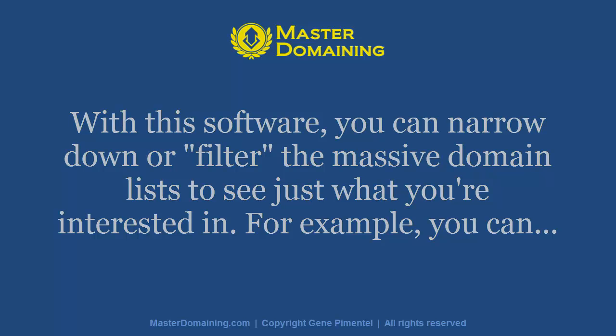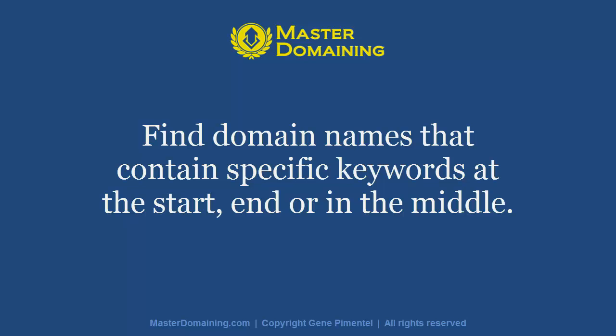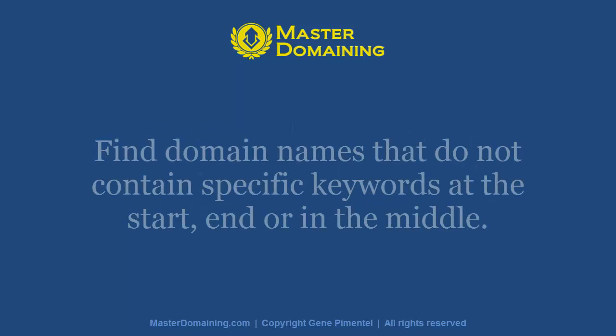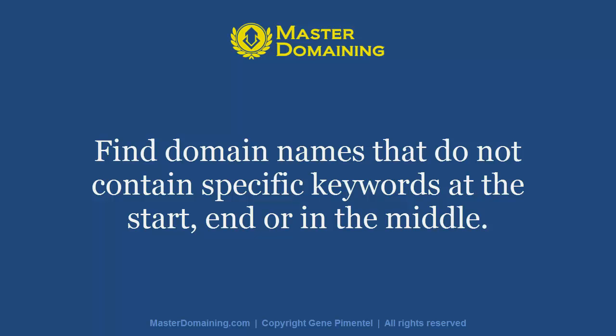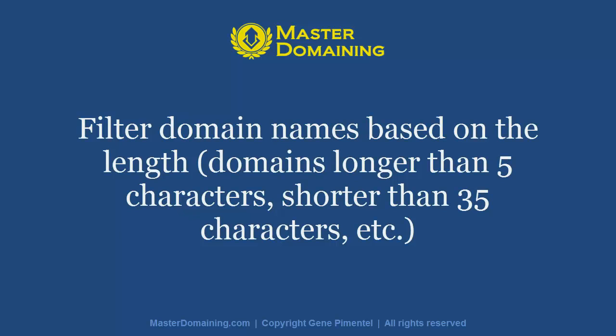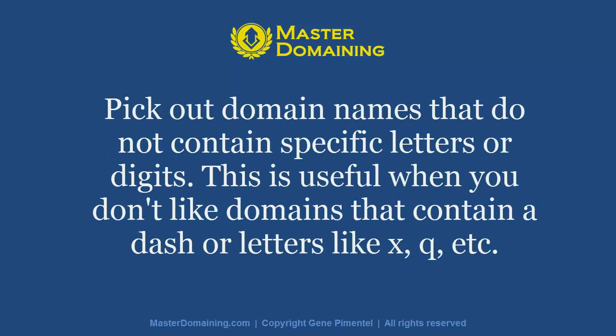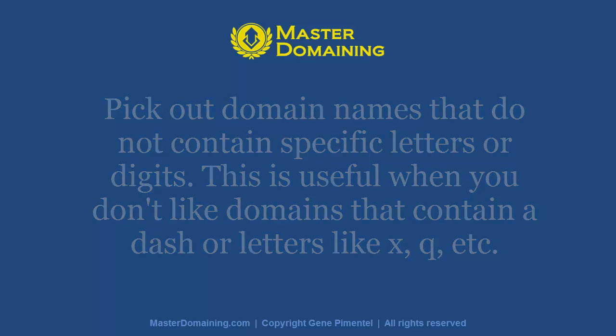For example, you can find domain names that contain specific keywords at the start, at the end, or in the middle. You can find domain names that do not contain specific keywords at the start, end, or middle. You can filter domain names based on the length, like domains longer than 5 characters, shorter than 35 characters, etc. You can pick out domains that do not contain specific letters or digits. This is useful when you don't like domains that contain a dash or letters like X and Q, for instance.